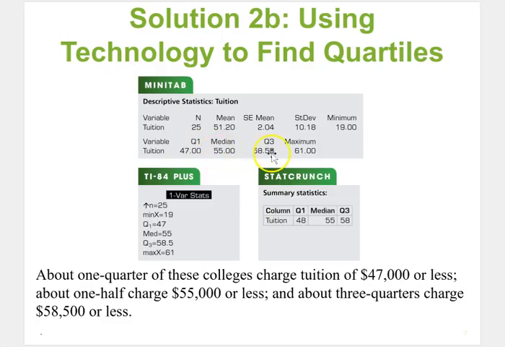Notice we have exactly the same data that Minitab got. TI-84 Plus gave us the same thing. StatCrunch gave us the same thing. StatCrunch did round, so keep that in mind. It might be slightly different, just depending on how the computer is programmed to do it, but you should get about or very close to the same answers that we got.